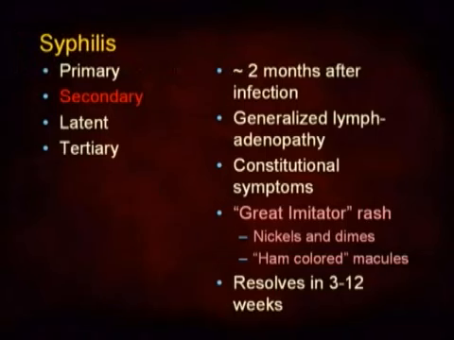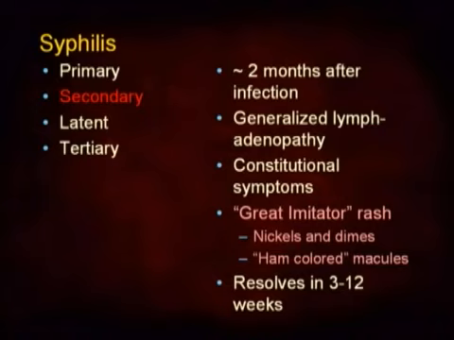Secondary syphilis occurs a couple of months after infection. So once patients get over that chancre, then they develop secondary syphilis. And this is a type that is sometimes called the great mimicker. So this can have a lot of different clinical appearances to it.